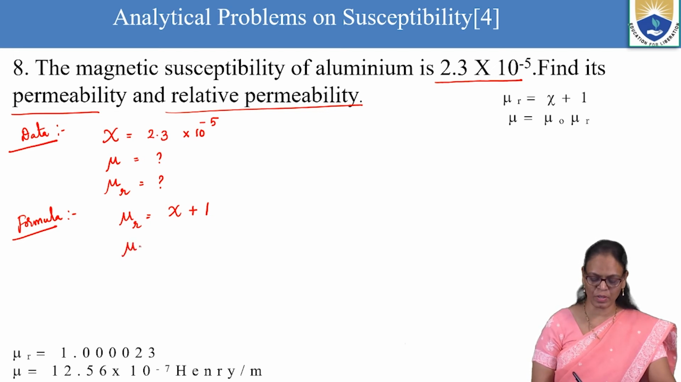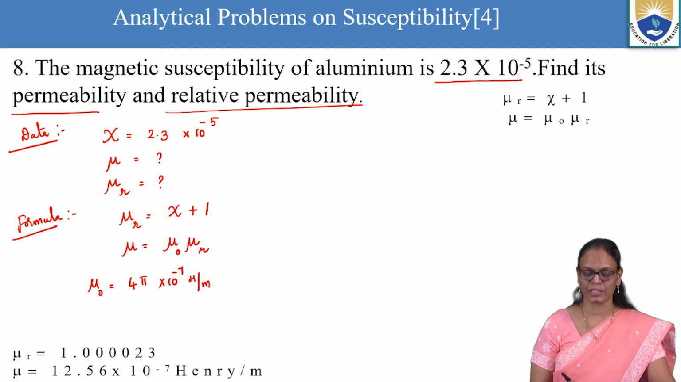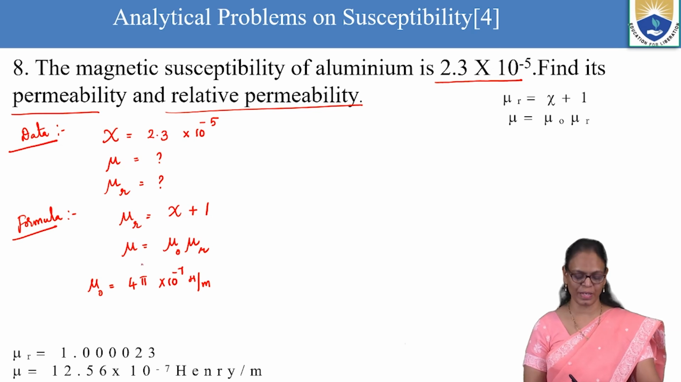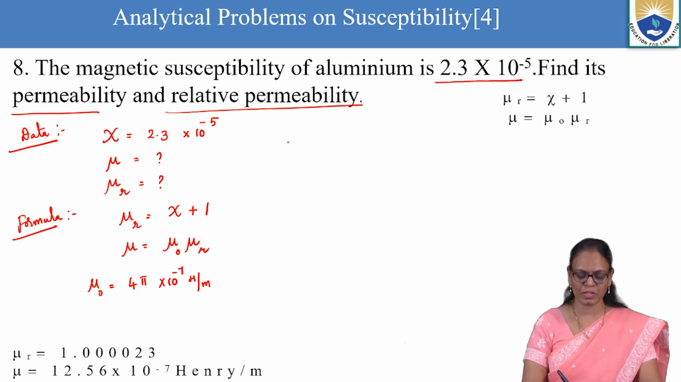And mu is equal to mu naught into mu r. And mu naught is what? 4 pi into 10 power minus 7 Henry per meter. So these are the formulae we'll use. Now first mu r. So mu r is equal to chi. What is the value of chi? 2.3 into 10 power minus 5.